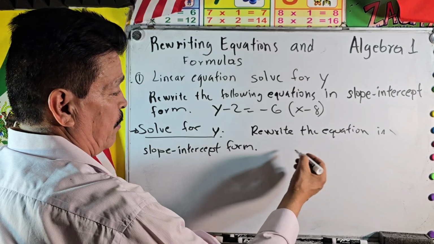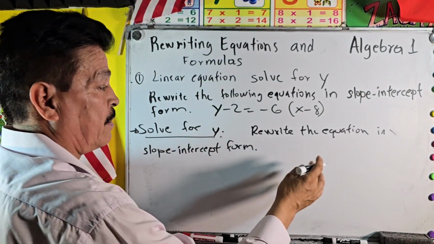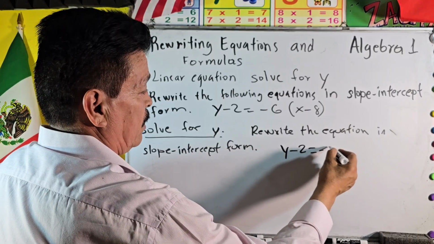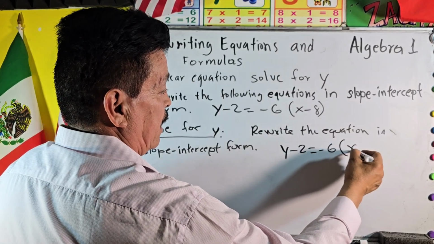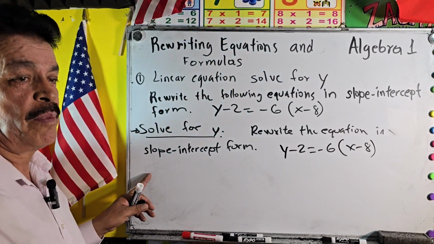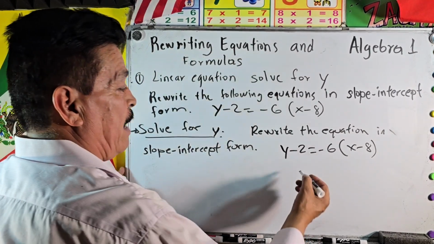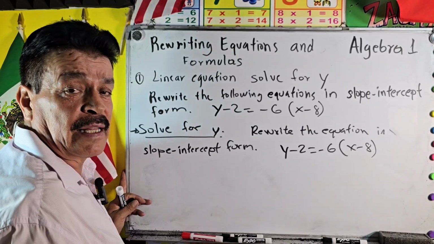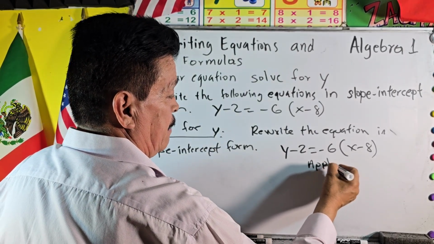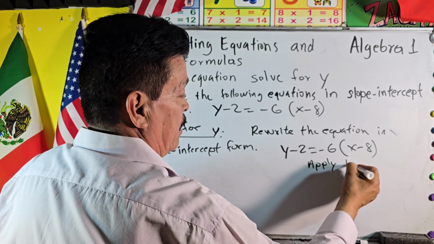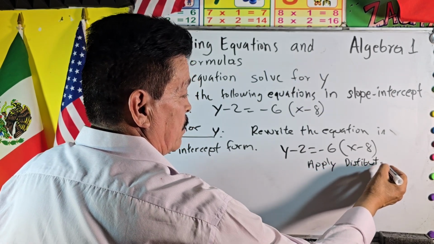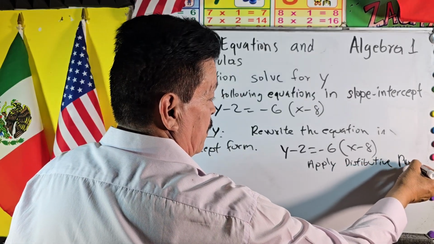So we have a problem here. I will write the complete problem. The problem is y minus 2 equals negative 6 times (x minus 8). All right. So we have to rewrite in slope-intercept form. Here we have to apply the distributive property.